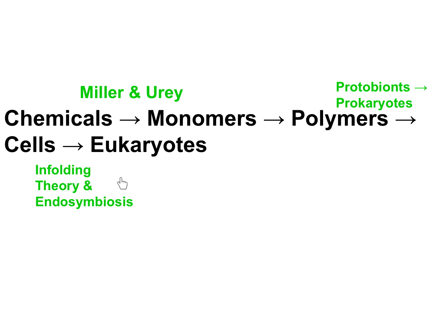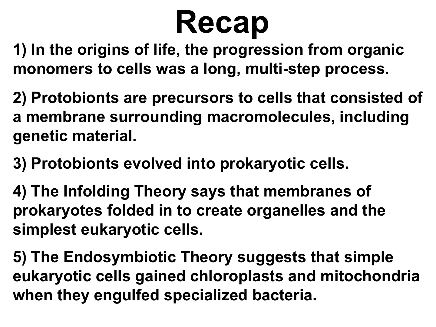So we've completed this final link for the story of this video. These theories of infolding and endosymbiosis account for the transition from simple prokaryotic cells to complex eukaryotic cells. So let's recap. The story of life's beginnings was a multi-step process that took up to 700 million years. Once organic molecules assembled into polymers, then the polymers had to assemble into primitive cells called protobionts. Genetic material and reproduction allowed protobiont evolution into prokaryotic cells. Then, prokaryotes evolved into more complex eukaryotic cells, first through infolding to create most organelles, then through endosymbiosis of bacteria to generate chloroplasts and mitochondria.